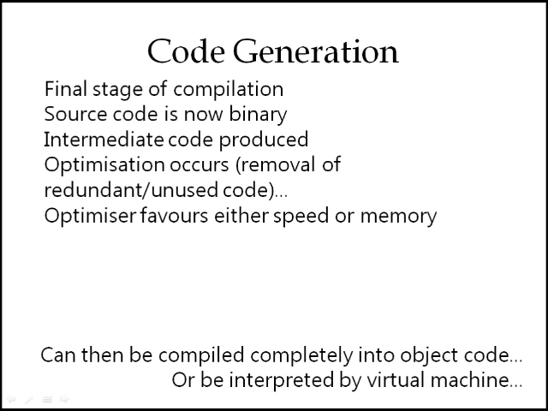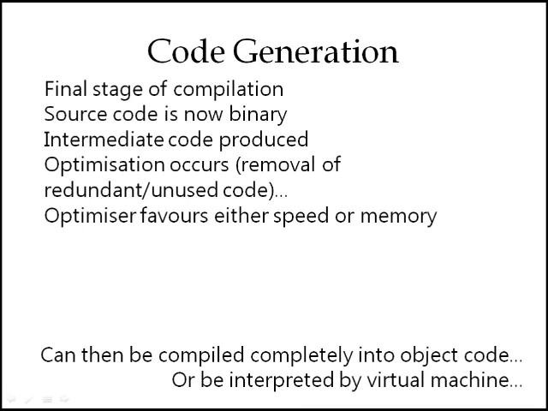The final stage is code generation and optimization. The source code is completely binary now, and all of the tables are ready. Intermediate code is produced. Optimization removes redundant or unused parts of code. It can favor speed or memory. It is at this stage that the code can be compiled as a unit into object code or interpreted by a virtual machine. What's the virtual machine, I hear?